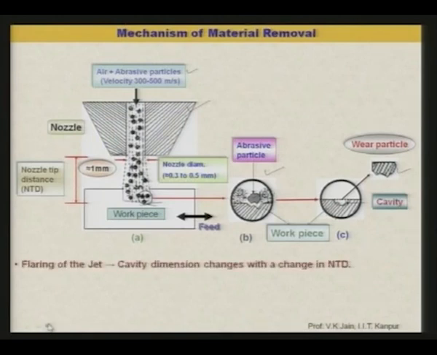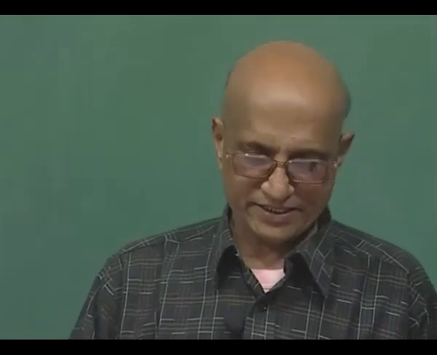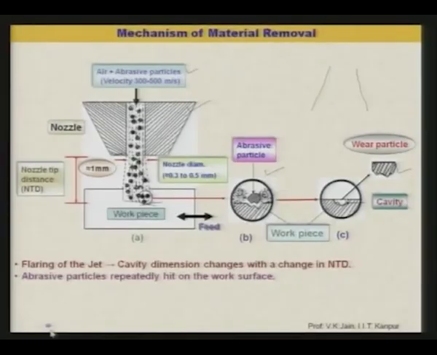Now, you can see another thing, that the jet is flaring as it is coming out of the nozzle. That means the diameter of the jet is continuously increasing. So, the size of the cavity on the workpiece will depend upon the nozzle tip distance. As you keep increasing the nozzle tip distance or stand off distance, the size of the cavity will keep increasing, but depth keeps decreasing, as I will show you in the next slide. Abrasive particles repeatedly hit the workpiece surface to create the desired shape.